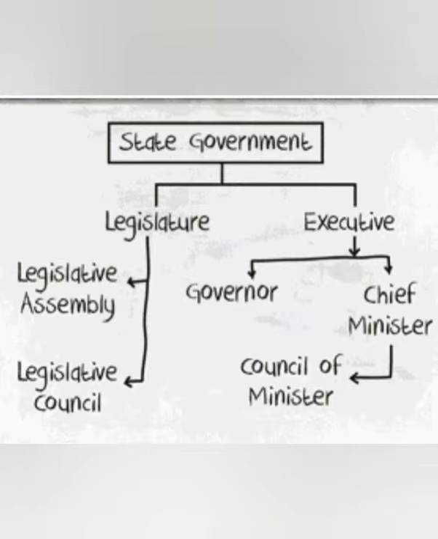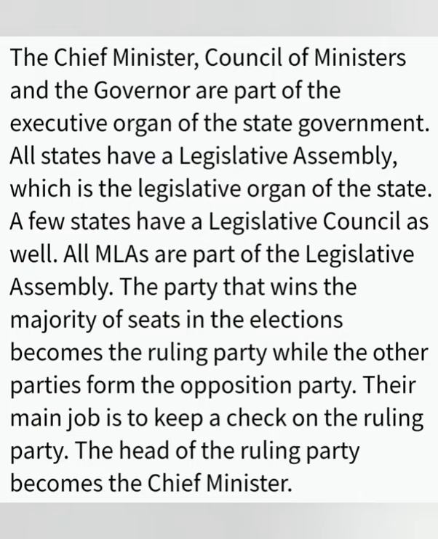So children, who all are part of the state government? How do they form the government? So the general explanation is the Chief Minister, Council of Ministers and the Governor are part of the executive organ of the state government. All states have a Legislative Assembly, which is the legislative organ of the state. A few states have a Legislative Council as well.